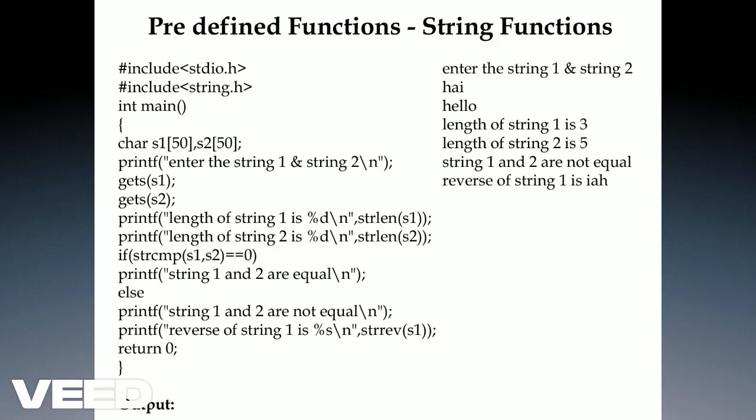This is the example program for a predefined function. We are including the header files stdio.h and string.h. Inside main, we are declaring two character variables s1 and s2. The length of each variable is 50. We are getting two strings as input from the user by using the predefined function gets. After that, we find the length of both strings, the length of string 1 and string 2. We compare them by using the built-in function strcmp(s1, s2). If both strings are equal, it will print string 1 and string 2 are equal. Otherwise, it will print string 1 and string 2 are not equal. This is the sample program using predefined functions.